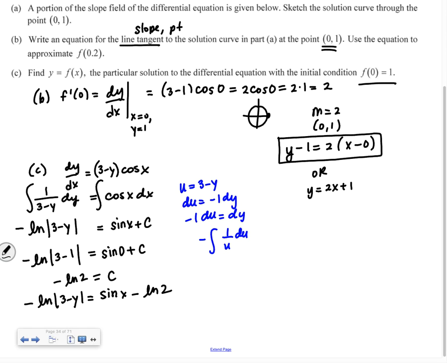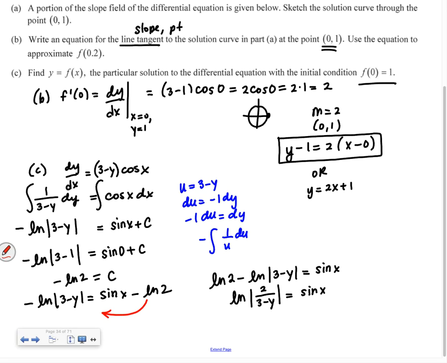Okay, and the AP test usually does e raised to both sides at this point. Now, I personally like to combine logarithms, so I would take that natural log of 2 over. So I would get natural log of 2 minus natural log of absolute value of 3 minus y equals sine of x, which is really the same as natural log of 2 over 3 minus y equals sine of x.